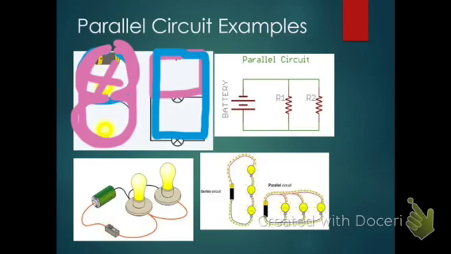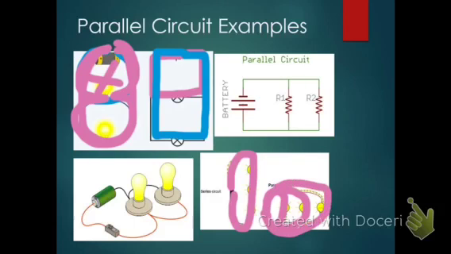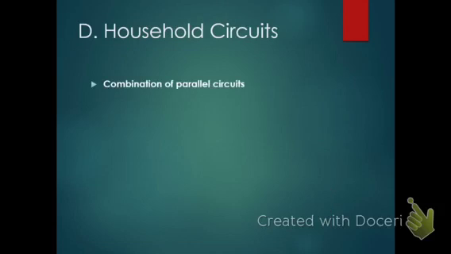If you look down here, this shows a series and a parallel. This one is wired in series, so there's just one path. But this one down here is wired in parallel, so you have 3 paths. Here's your first path, second path, third path. Household circuits are a combination of parallel circuits.